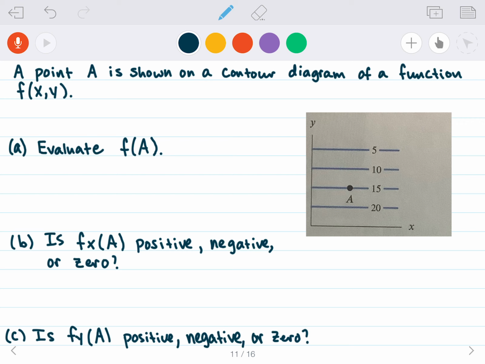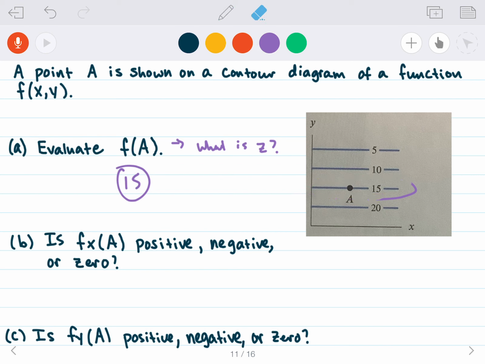Okay, so point A is shown on a contour diagram for a function with two inputs, x and y. The first thing we want to do is evaluate f of a. All we're trying to do is to see what our z value is, and we can figure that out with the contour lines. Here we see that A is on a z value of 15, right? The contour lines tell us what z is for those points. So our answer here is just going to be 15. f of a is 15.